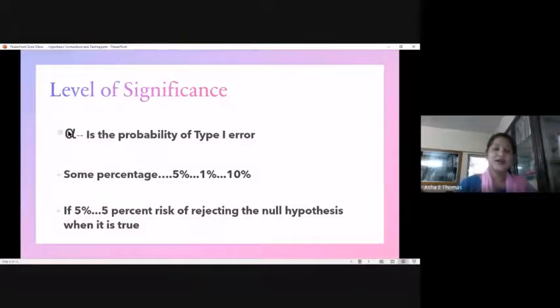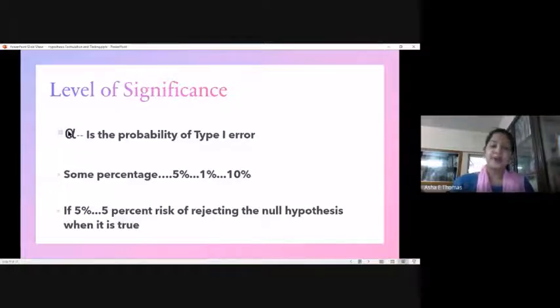So that is why in the general case, in social science research, you will find researchers keeping the significance level at 5%. That means there is a 5% risk of committing type 1 error, which is denoted by alpha. If 5% is our level of significance, what we say is there is a 5% risk of rejecting the null hypothesis when it is true. So this is about the level of significance.